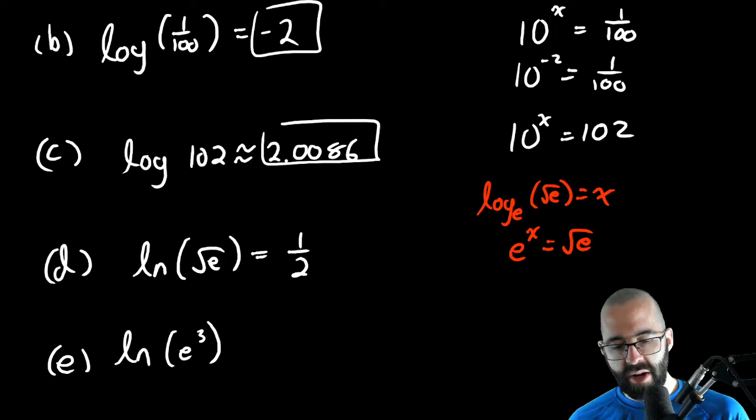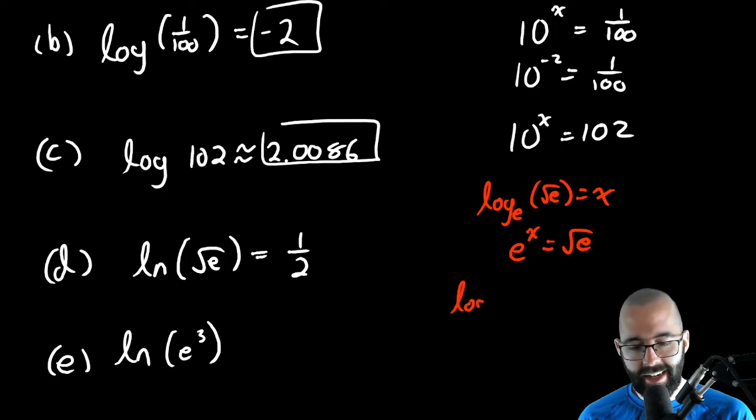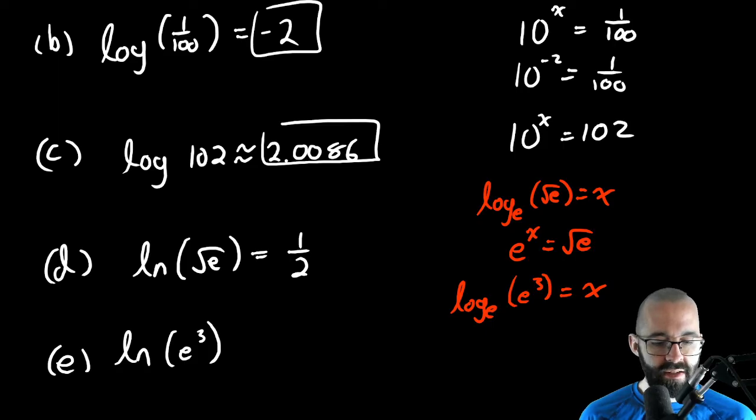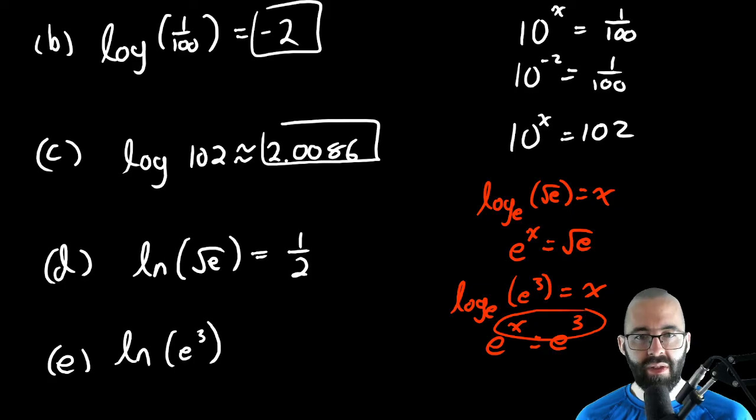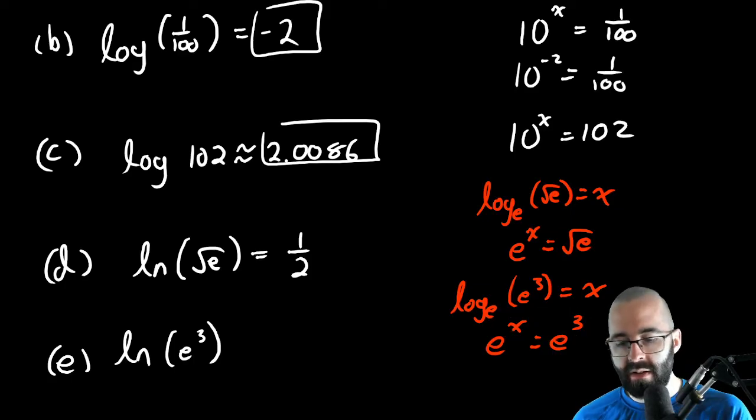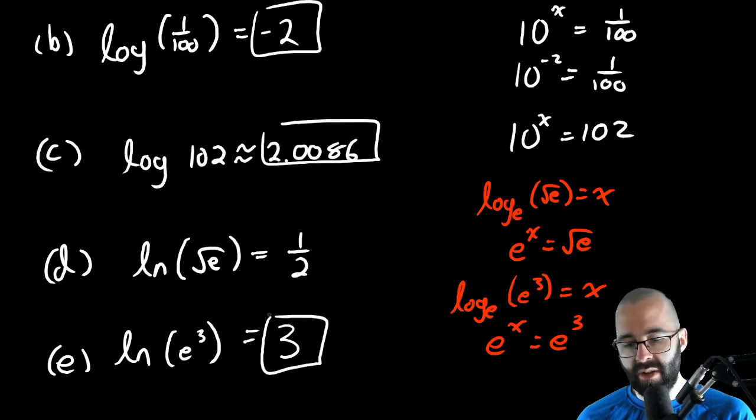Do the same logic with part E. Log base e of e cubed is some number that we're trying to find. So convert this into exponential form. e raised to what number gives us e cubed? Well, I guess that number has to be 3. And again, you can check with a calculator.